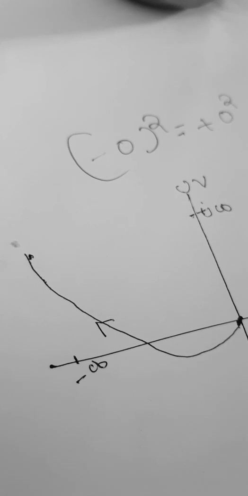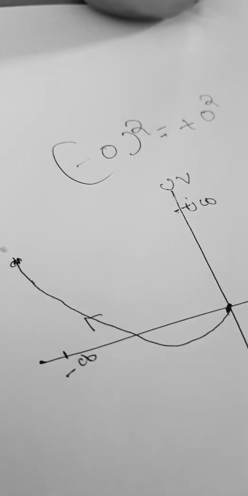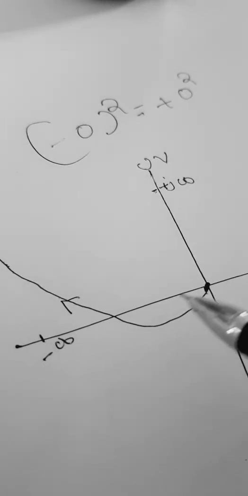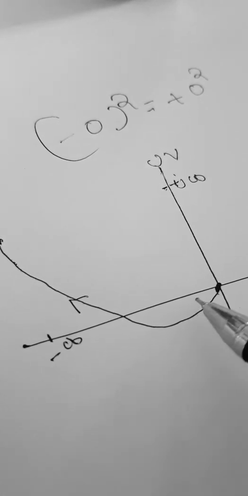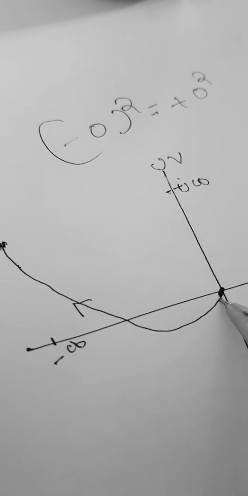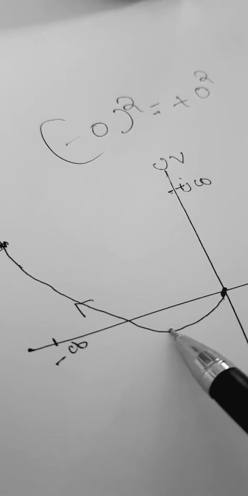Direction is this way, and it will reach this point. Try to understand how it is drawn. You cannot do it from here, you cannot do it like this because it is below this and to the left. So you have to start like this with an arc.